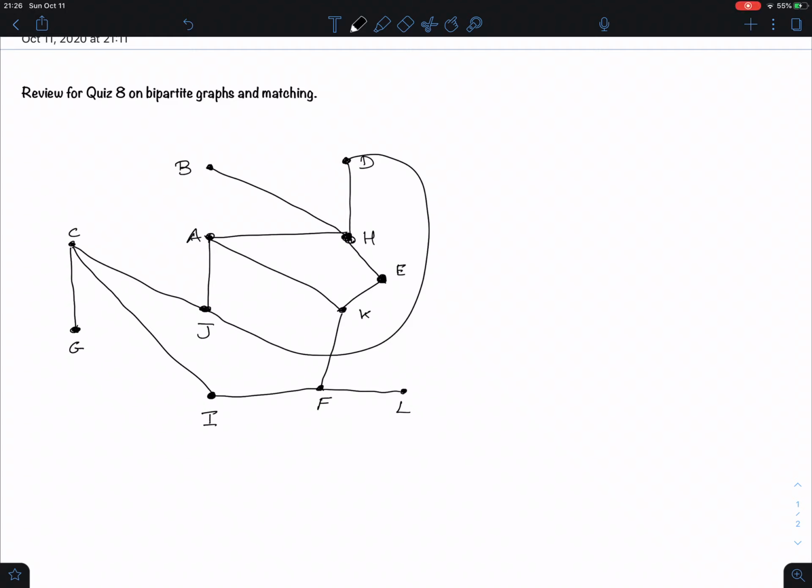Hi guys, I want to review for the quiz, and the quiz will be on bipartite graphs and matching. And so here you have a graph that I drew for you, a little bit complicated, but okay, not too much. A couple of things you can do with this graph, but the first question we're interested in is: is this a bipartite graph?